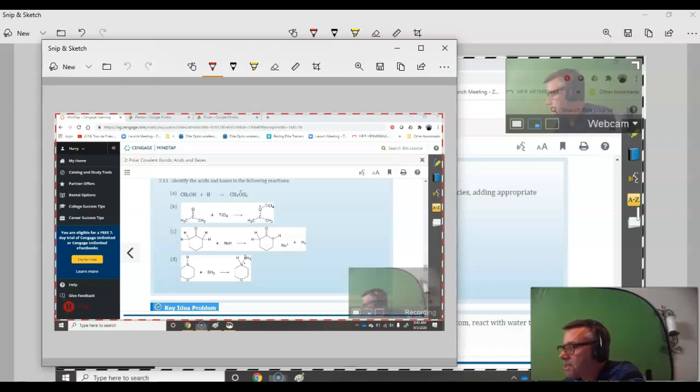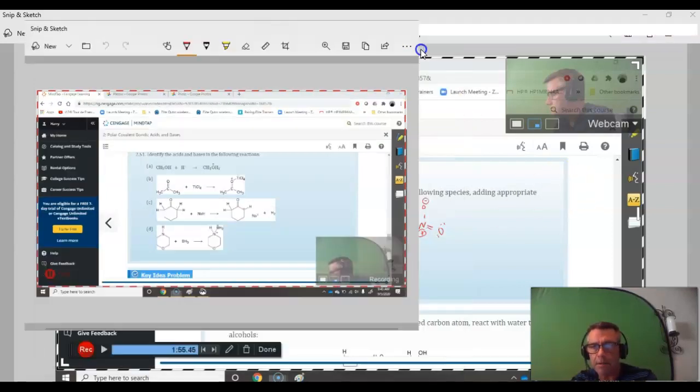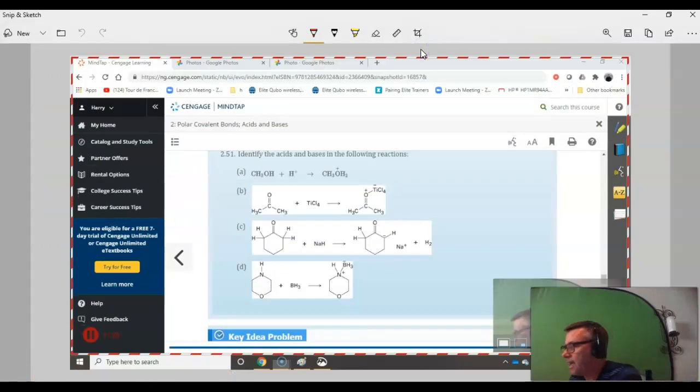So here's what the question says. Identify the acids and the bases in this reaction. Don't forget that an acid is an H plus donor and a base is an H plus acceptor. So for A, it looks like they started with something that's, let me see if I can make this bigger. For A, they started with something that is pretty straightforward. H plus donor, well, there's H plus, so that would be your acid right there.